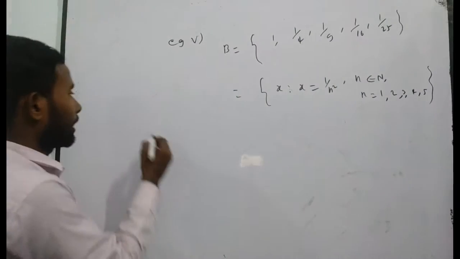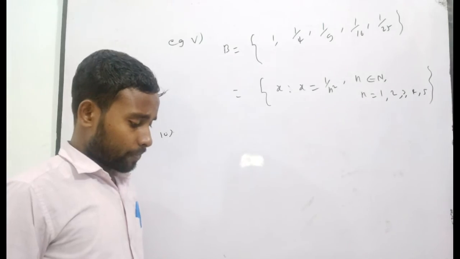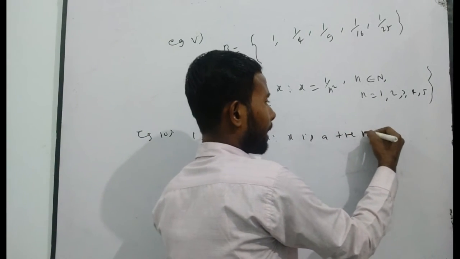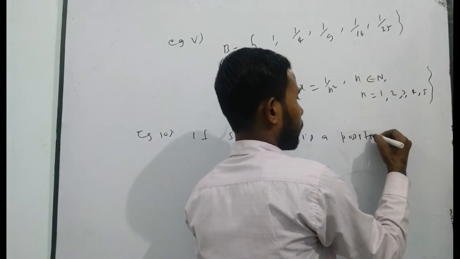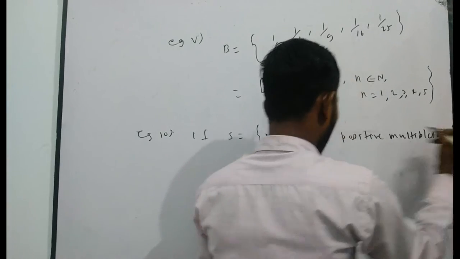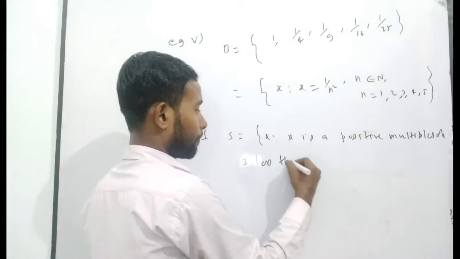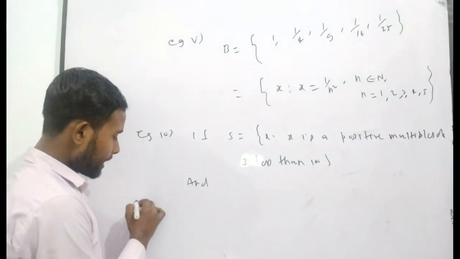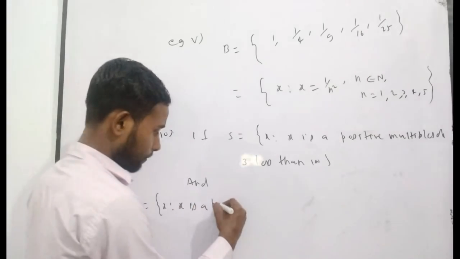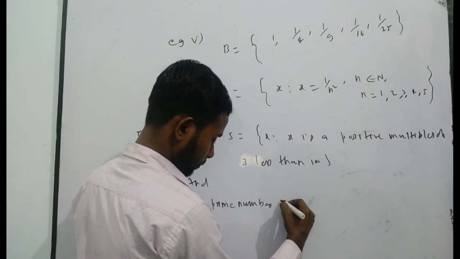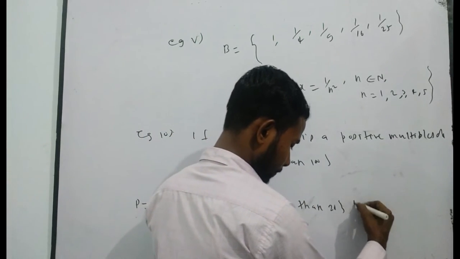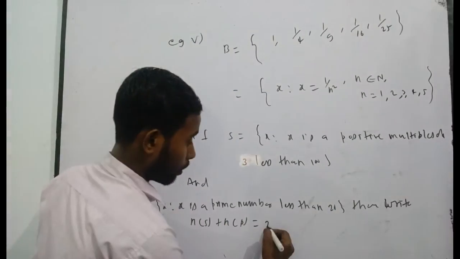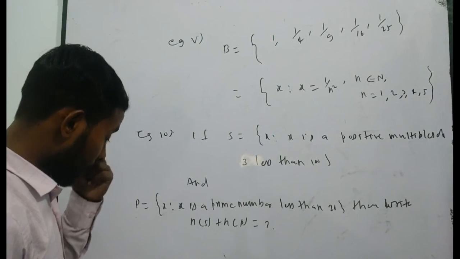Now finally, I will take example 10, which is a good question for you. If S is equal to {x such that x is a positive multiple of 3 but less than 100} and P is equal to {x such that x is a prime number less than 20}, then write n(S) plus n(P). What is it equal to?